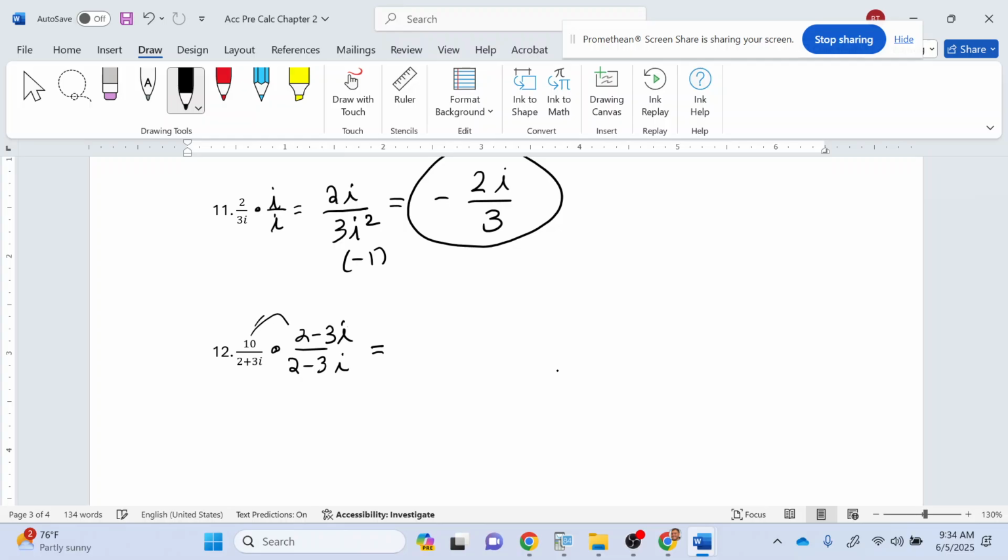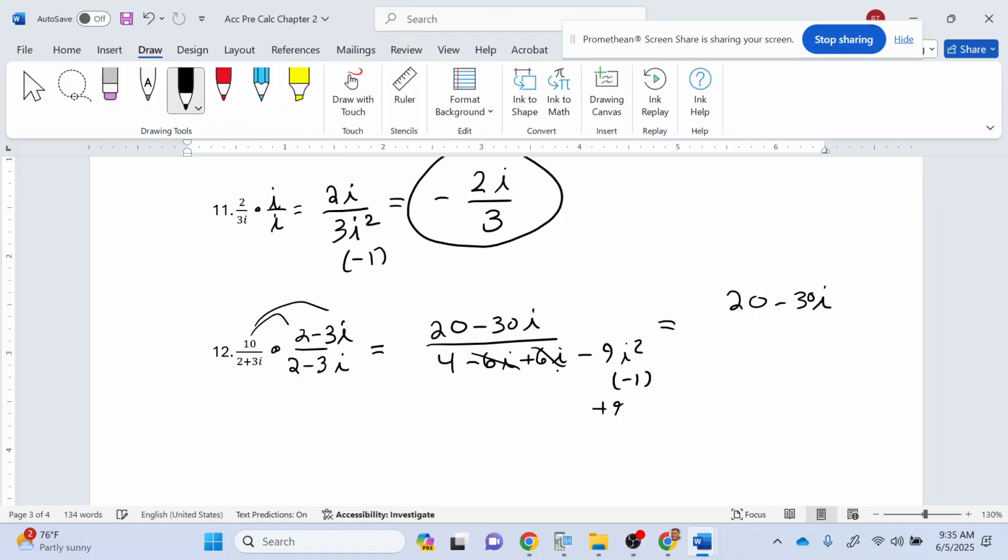Anyway, I'm going to distribute the 10. So 20 minus 30i. On the bottom, I'm going to FOIL. So it's going to be 4 minus 6i plus 6i minus 9i squared. This is negative 1. Most of the time it works like an x, just when you square it, it becomes a negative 1. These cancel out because they're the same. This becomes negative 1, so it's plus 9. So 20 minus 30i. i squared is negative 1.